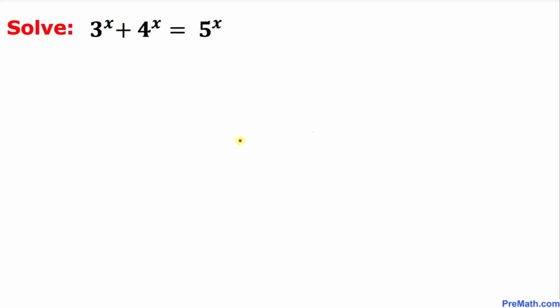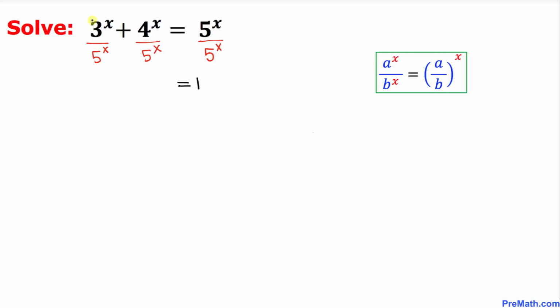Here's the very first step we are going to do. We want to make sure that we put a 1 on the right hand side of this equation. So I am going to divide by 5^x. If I divide this one by 5^x, I have to do it across the board. So I am going to divide by 5^x here as well. On the right hand side, 5^x divided by 5^x is going to be 1. And on the left hand side, I can write this one as 3^x divided by 5^x, and likewise this term could be written as 4^x over 5^x.